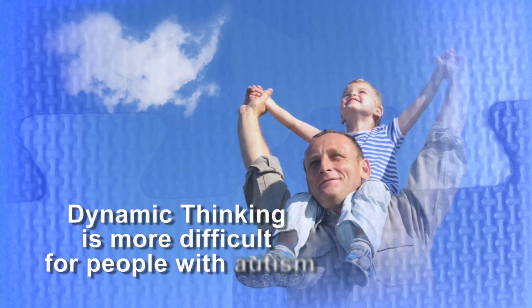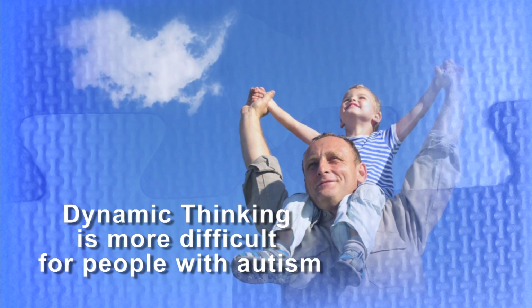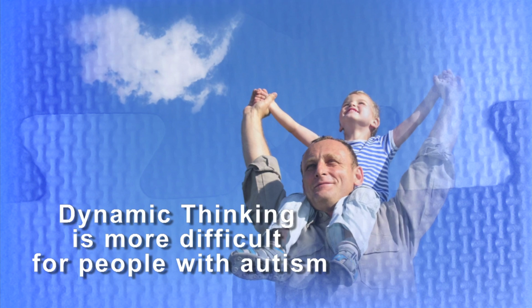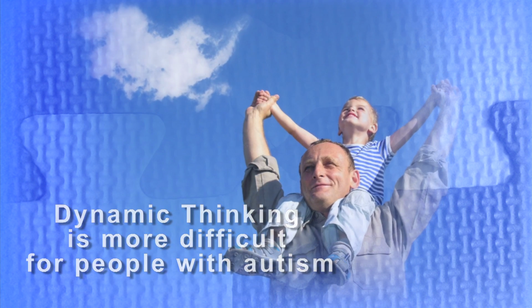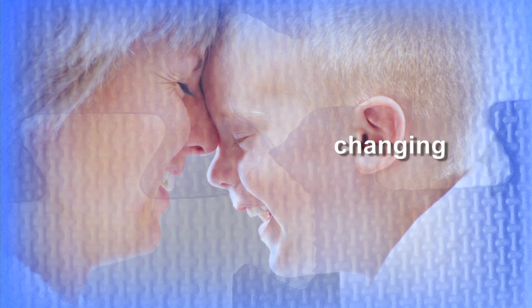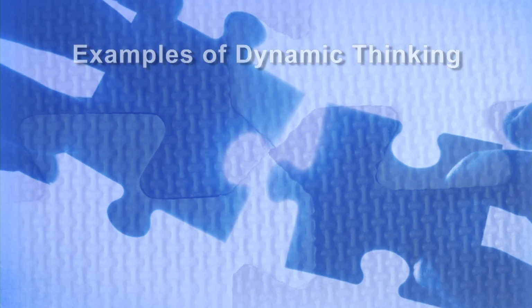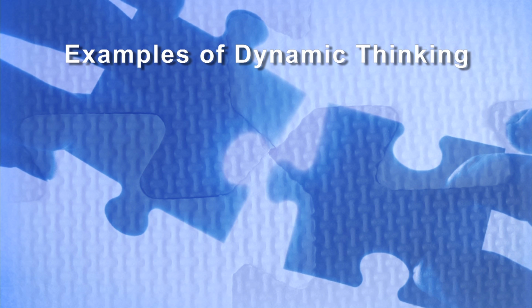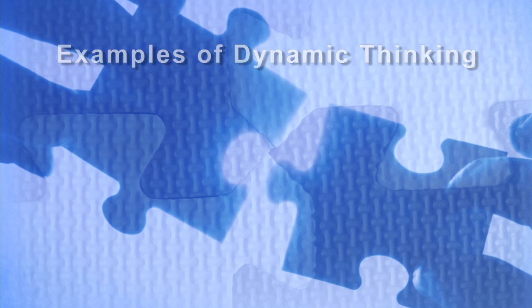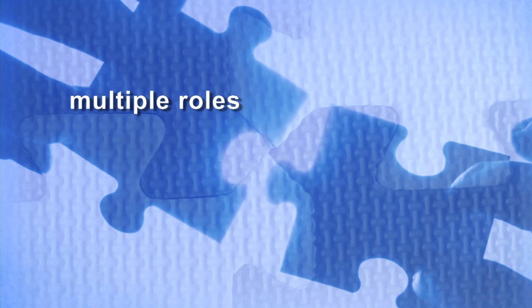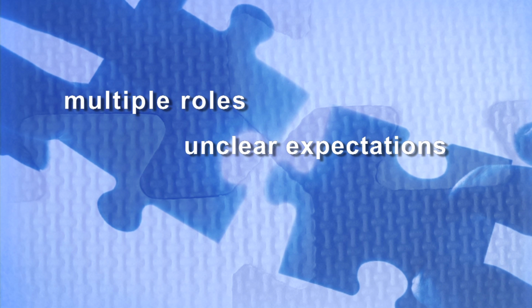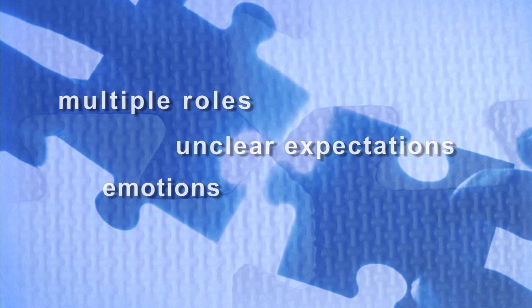As a group, people with autism have significantly more difficulties with another type of processing, which we refer to as dynamic thinking. Dynamic thinking includes abilities that are changing or not absolute in nature. We use dynamic thinking when we are faced with problems with no true right or wrong answers, when we need to balance multiple roles, when expectations are not clear-cut, and when emotions come into play.